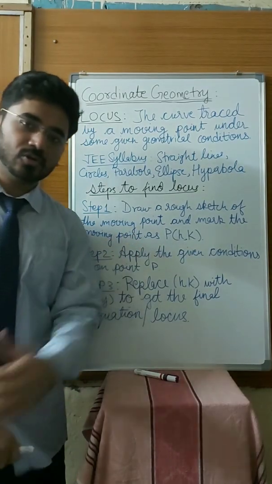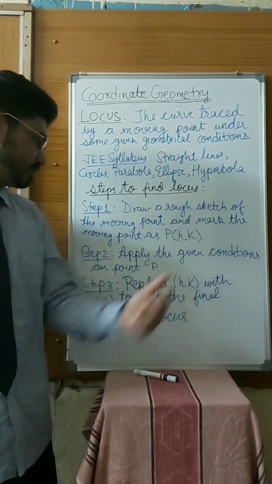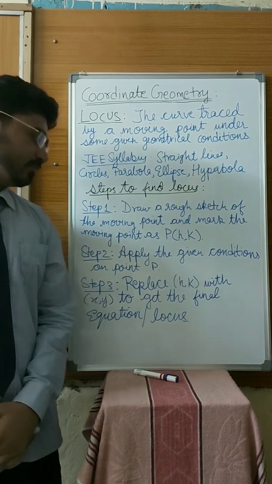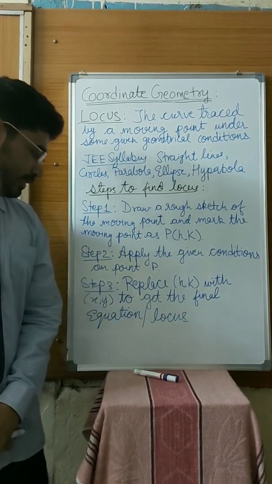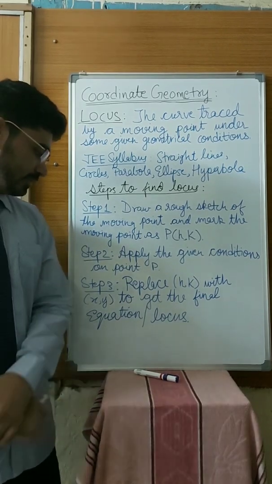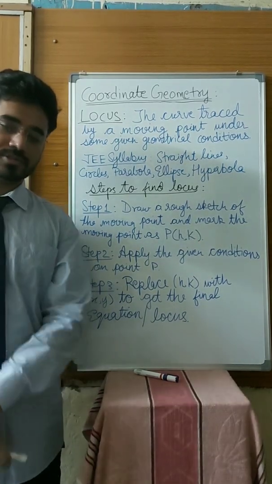So there are some steps to find the locus of a point. The first step is to draw a rough sketch of the moving point and then mark the moving point as h, k. Step 2 is to apply the given conditions in the question on the point P, and the final step is to replace h, k with x, y to get the final equation of locus.